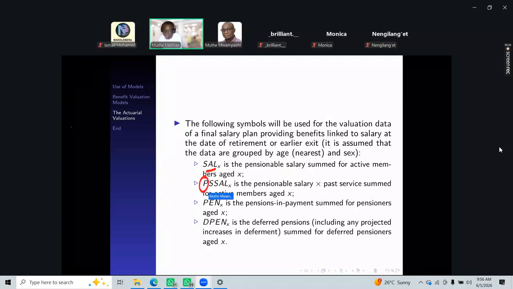and then I can have P. So P is just the pensionable salary, but this one we multiply with the past service, and this is the sum for all active members HX, and then we have this. This is actually the pension payment, sum for all pensioners HX, and then we have the DPEN that simply denotes the deferred pension, right?